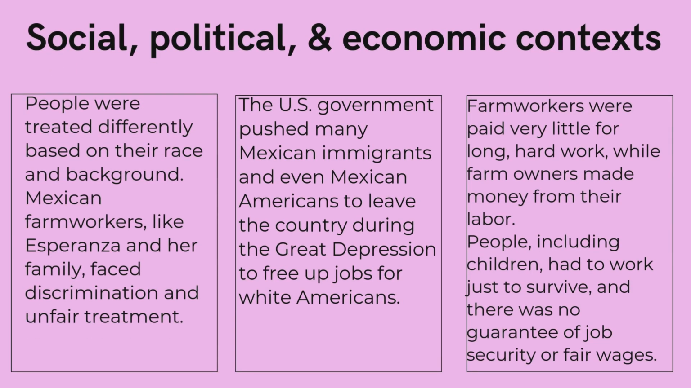Social, political, and economic context. Social: people were treated differently based on race and background. Mexican workers like Esperanza and her family faced discrimination and unfair treatment. Political: the government pushed many Mexican immigrants and even Mexican Americans to leave the country during the Great Depression to free up jobs for white Americans.